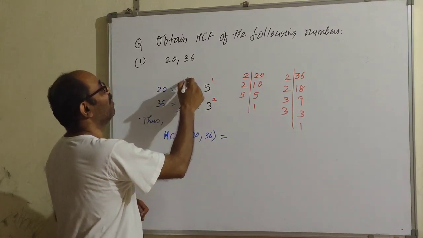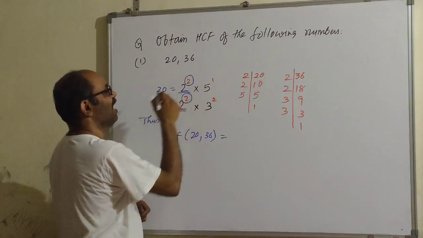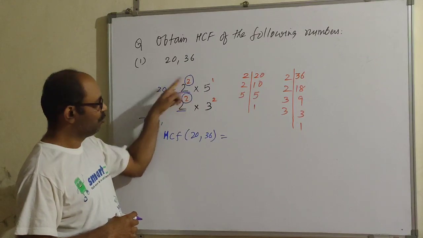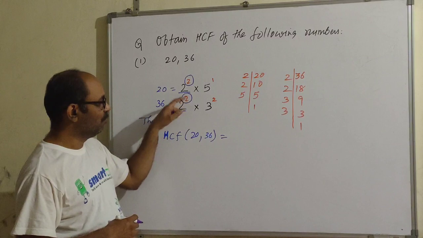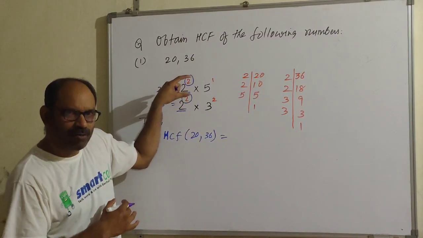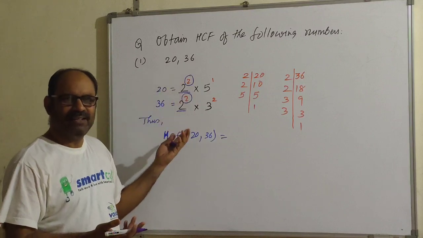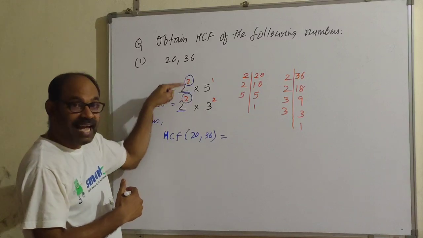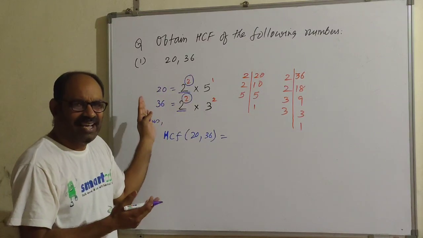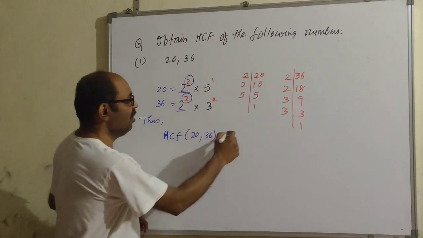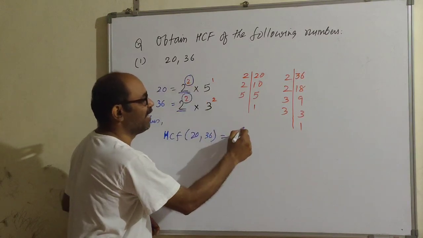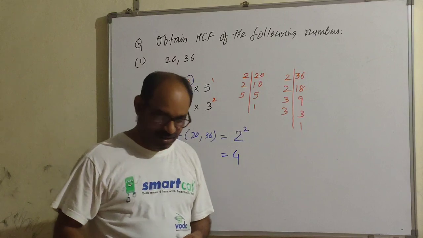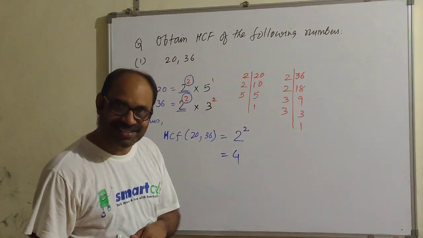For that we have to look at the exponents, the index. What is the exponent of the underlined power? 2. What is the exponent of this underlined power? 2. 2 and 2. Which is smaller out of the 2? They are same, so you can choose 2. Actually you have to choose the smaller one from the 2 indices that I have circled. So base is 2 and the smaller index is 2. What is 2 square? 4. That is the HCF of 20 and 36. Got it?